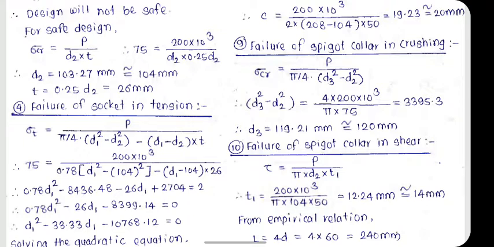Next step is failure of socket in tension. So the equation is given, that is sigma T is equal to P upon pi by 4 D1 square minus D2 square minus D1 minus D2 multiplied by T. So here we know the values of sigma T, force and diameter D2. So put all the values and solve the equation. So you will get the equation like 0.78 d1 square minus 8436.48 minus 26 d1 plus 2704 is equal to 2.